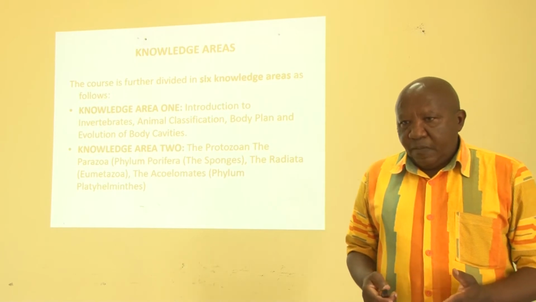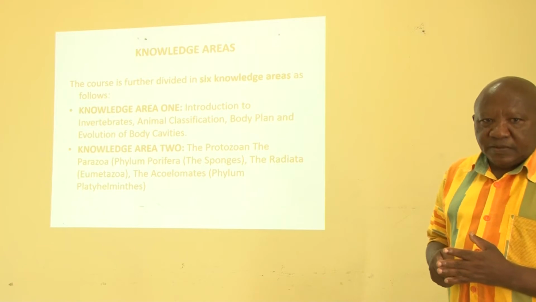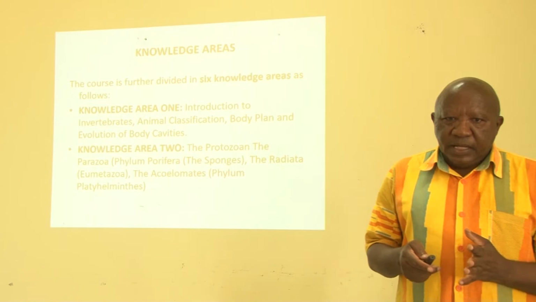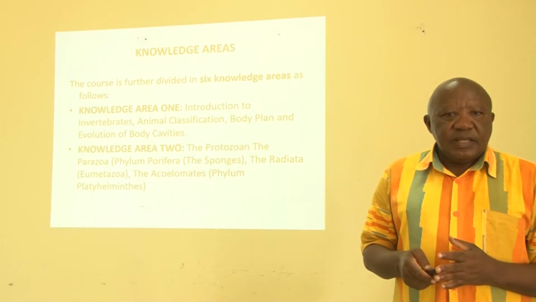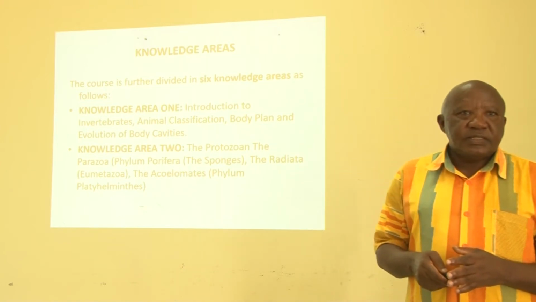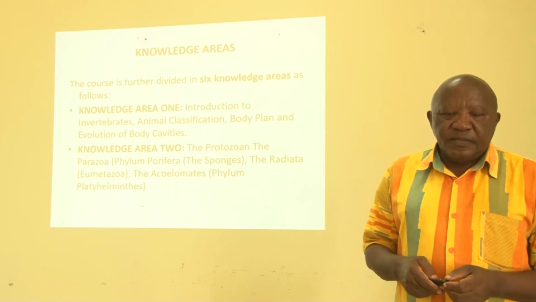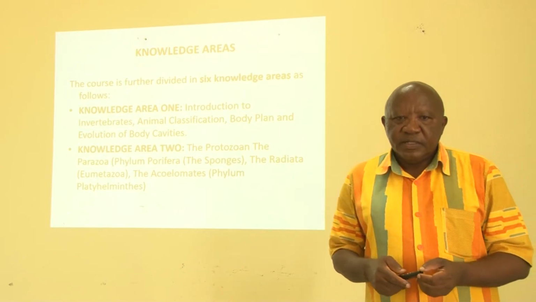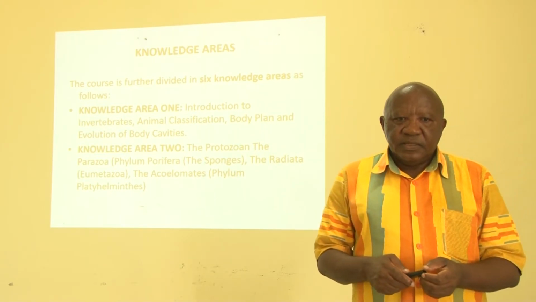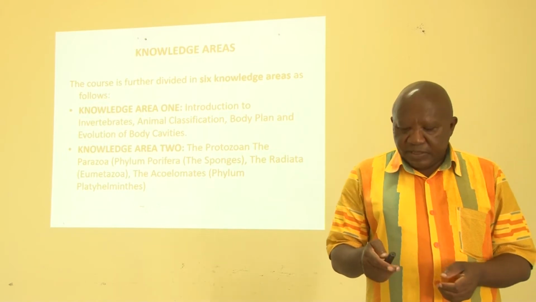In this course, we have divided the lectures into 6 knowledge areas. Knowledge area number 1 is introduction to invertebrates, animal classification, body plan, and evolution of body cavities. Knowledge area number 2 is about the protozoans, the parazoa, phylum Porifera, meaning the sponges, the radiata, and the acoelomates, which belong to the phylum Platyhelminthes.